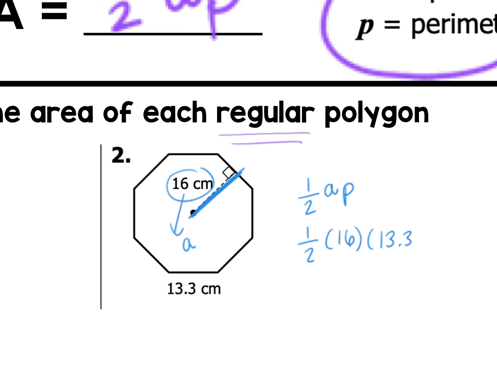Each side is 13.3, and then we just want to count how many there are. Sometimes I like to highlight them as I count them just so I don't forget anything. 1, 2, 3, 4, 5, 6, 7, 8 sides. So it'd be 13.3 times 8. Keep in mind that's a times 8 when you're typing it in the calculator, not a decimal place. So I'm typing 1/2 times 16, and then I'm typing it exactly how it looks on the screen, 13.3 times 8. 851.2 centimeters squared.